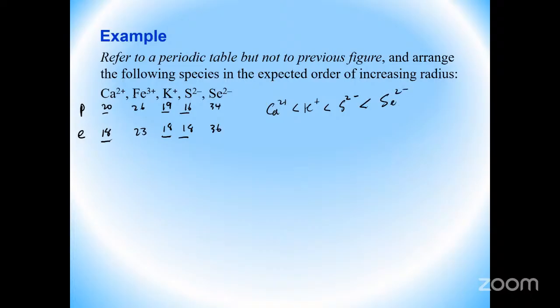And then as far as the Fe3 plus is concerned, Fe3 plus is in the same period as calcium, right? And it has a higher nuclear charge, even though it has 23 electrons. So I would put Fe3 plus here. And that would be it. All right? So that would be the order of the series in terms of the atomic size.